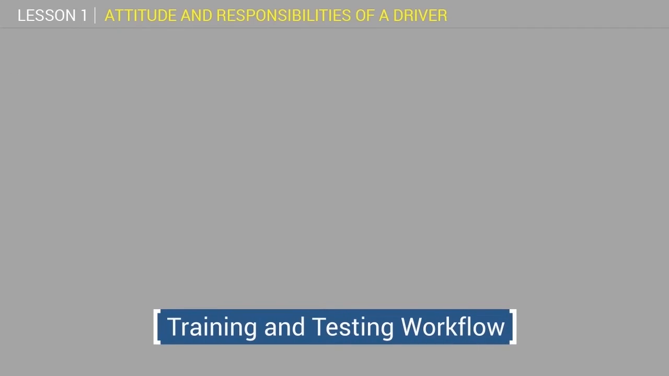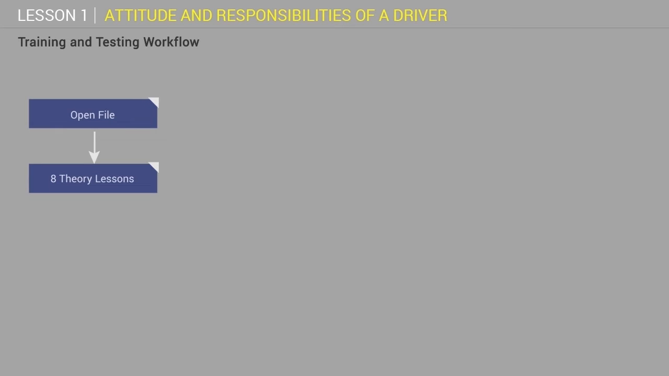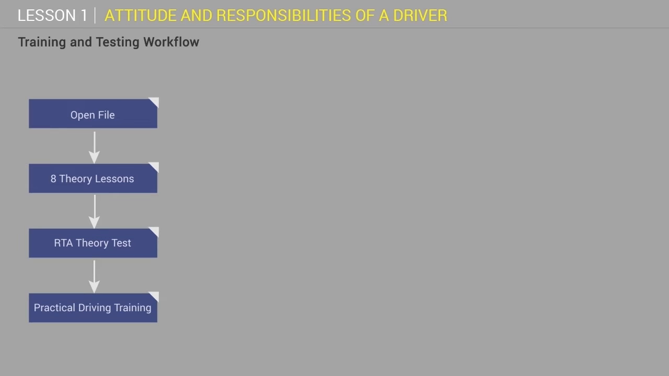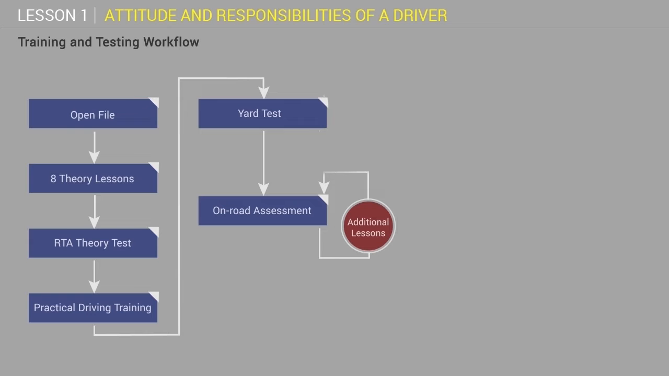Training and testing workflow. After you open your file, you need to take 8 theory lessons and then pass the RTA theory test. Next, you can start your practical driving training. Afterwards, you give and pass the R test for parking. And later, you need to pass the on-road assessment. If you fail this assessment, you'll need to take additional lessons and retake the assessment until you pass it.